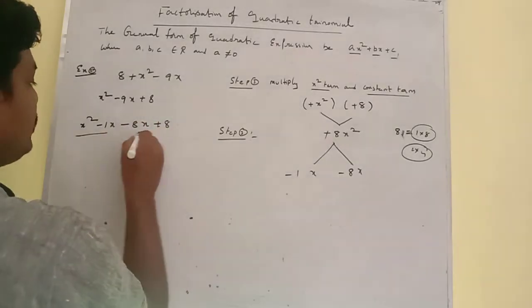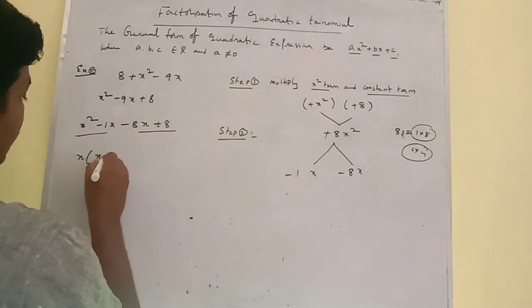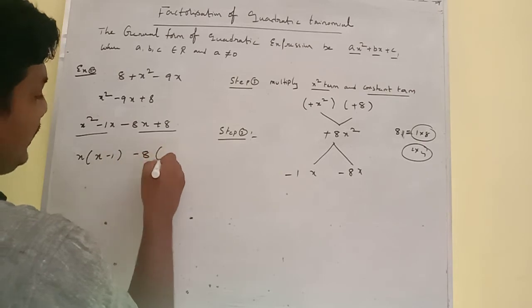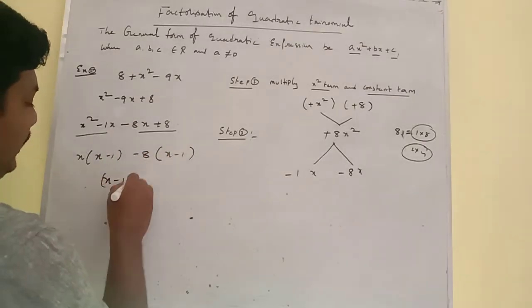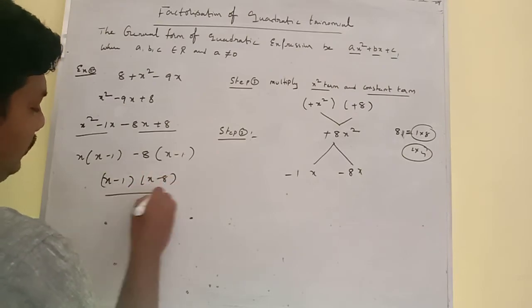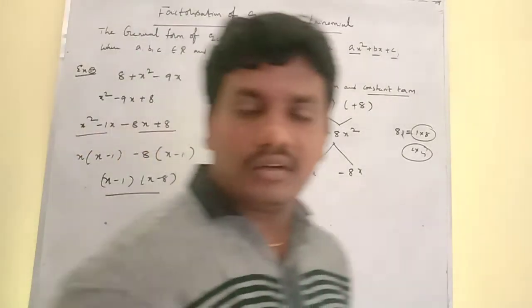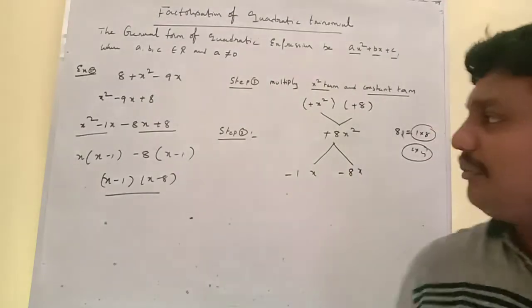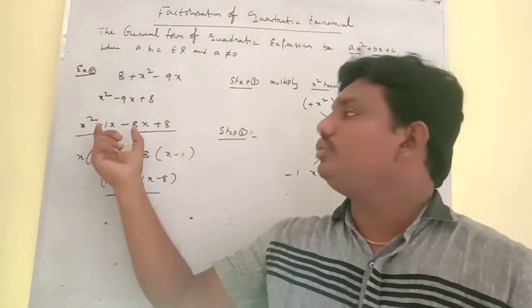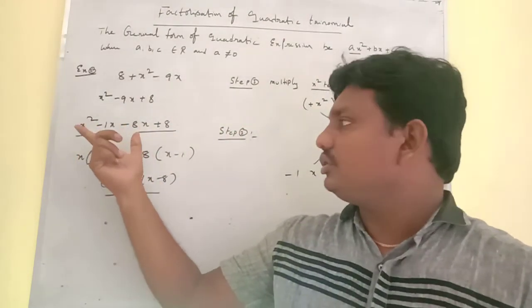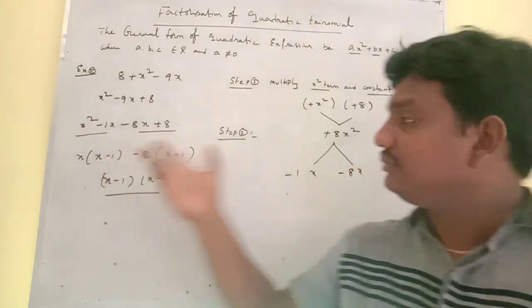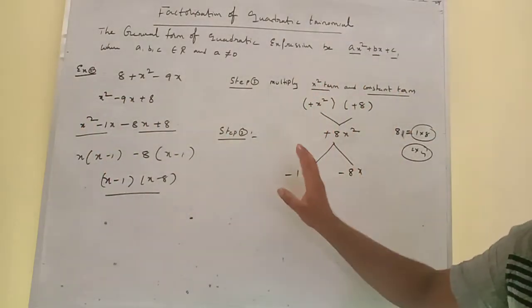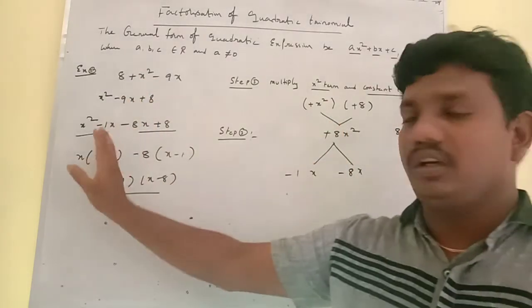So now grouping these two terms, x is common, x minus 1, and minus 8 taken common, this is x minus 1. Now x minus 1 taken common becomes x minus 8. Now this is called factorization. Very simple, by splitting the middle term into two terms. What are the conditions for how to split the middle term into two terms? This is the condition, step 1 and step 2.